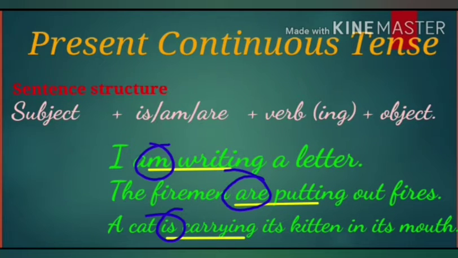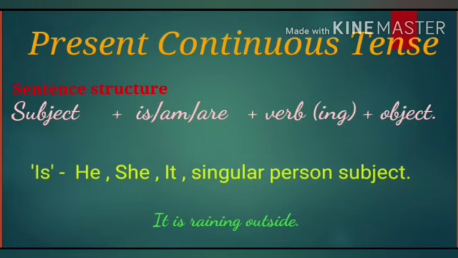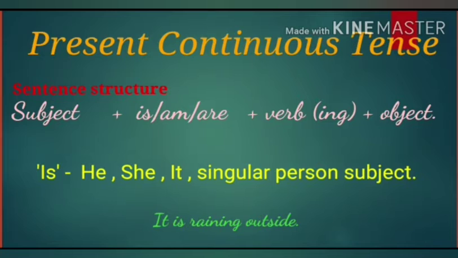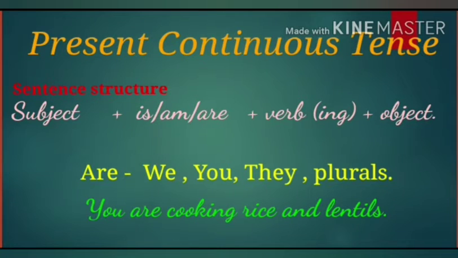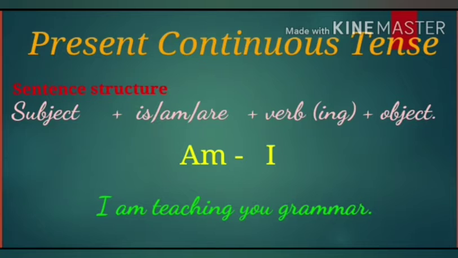You can see with different subjects we use different helping verbs. Is is used with he, she, it or singular persons. Are is used with I, we, you, they and plural persons. And am is used with only the subject I.